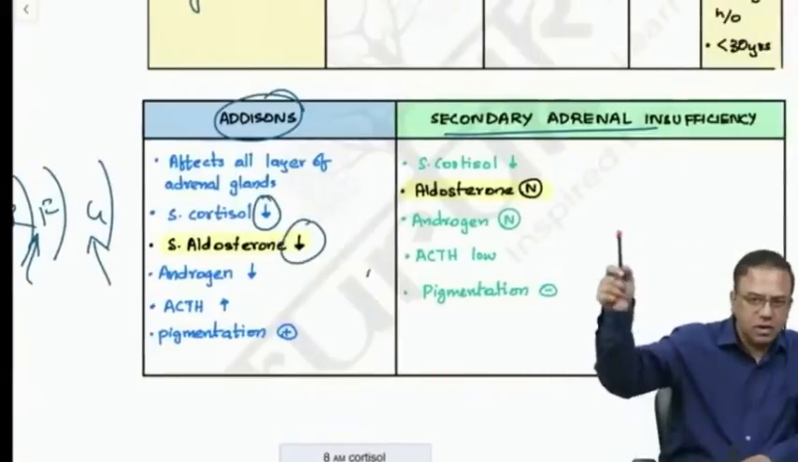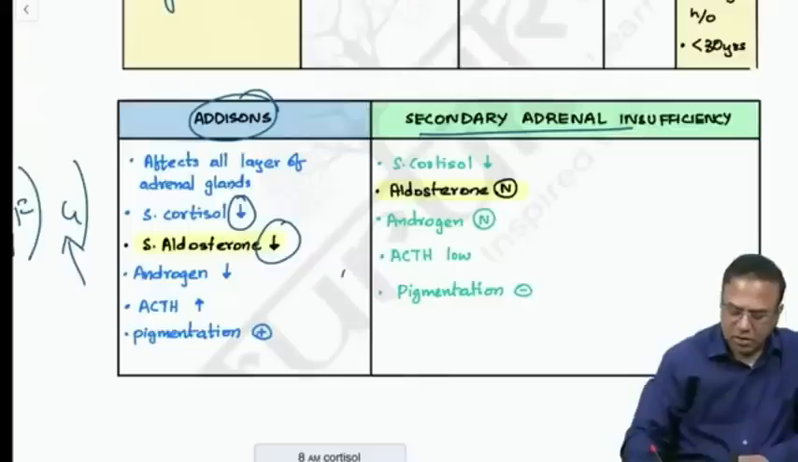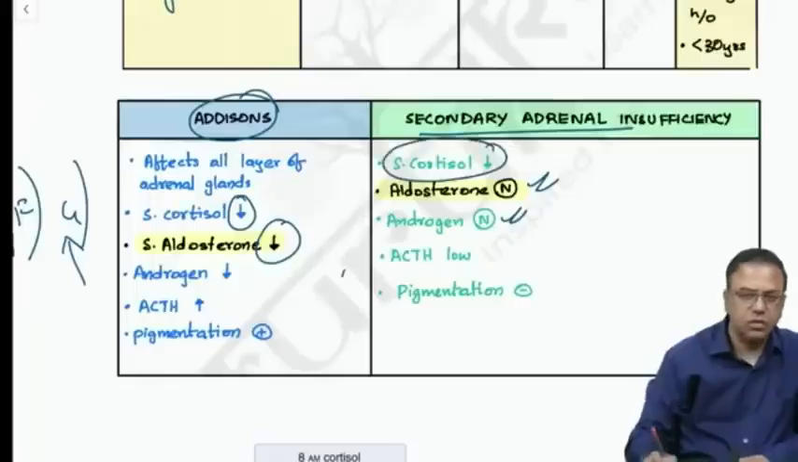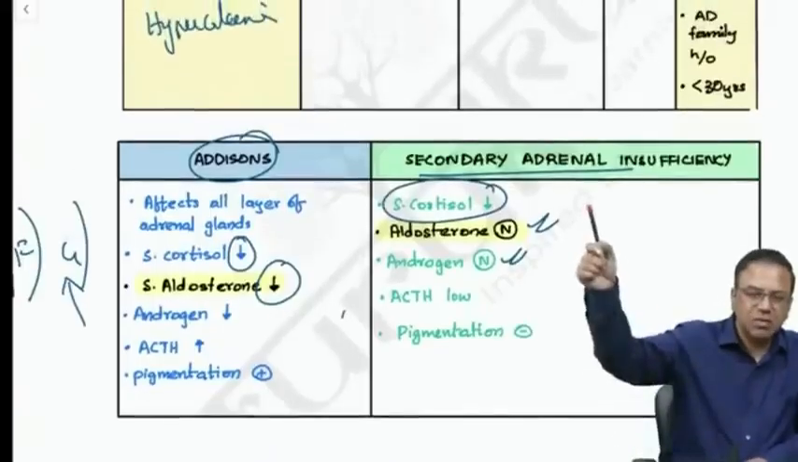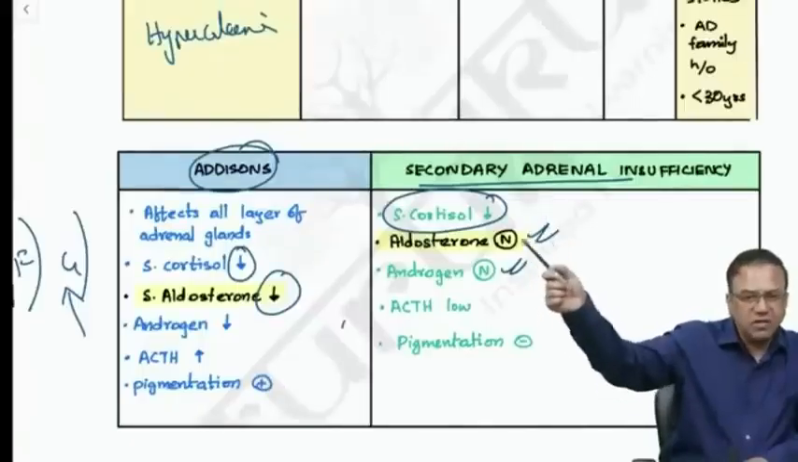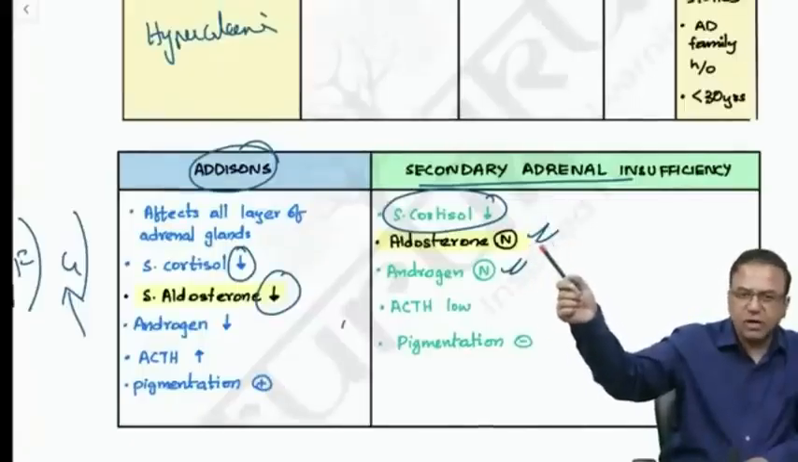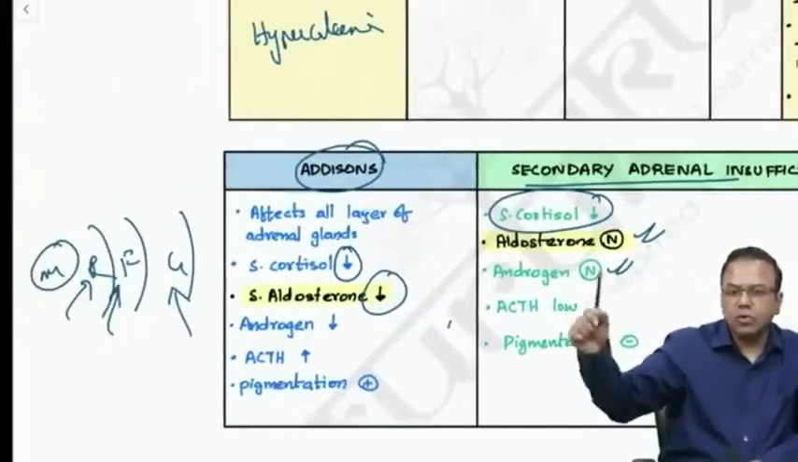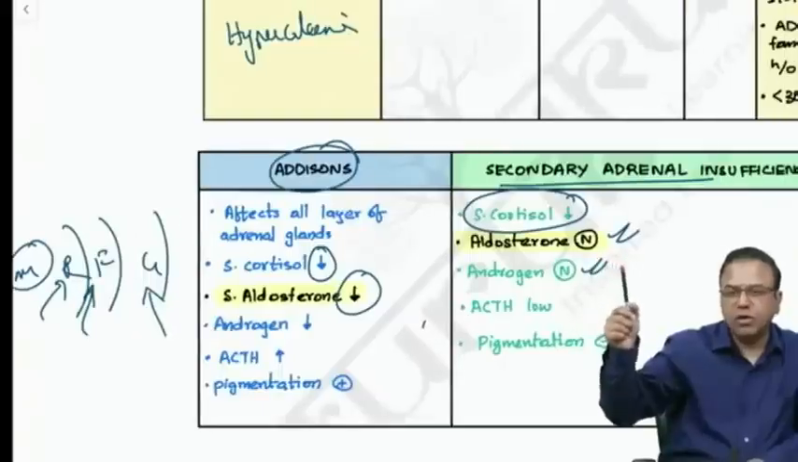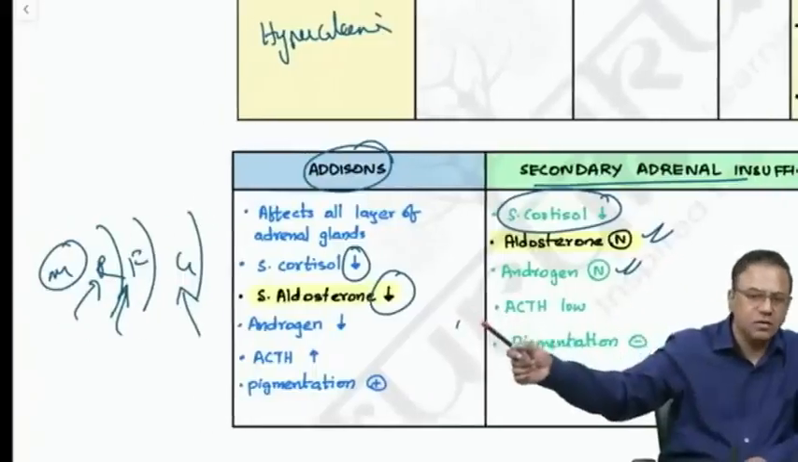In a patient with secondary adrenal insufficiency, the RAS pathway is normal. Aldosterone normal, androgens normal, only the cortisol is low. Because the ACTH is only controlling cortisol, RAS feedback controls aldosterone, that is not affected. So between the two, you don't see so much of hypotension or hyperkalemia in secondary adrenal insufficiency. You will see it in Addison's.